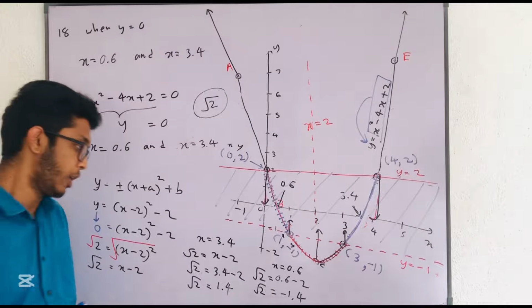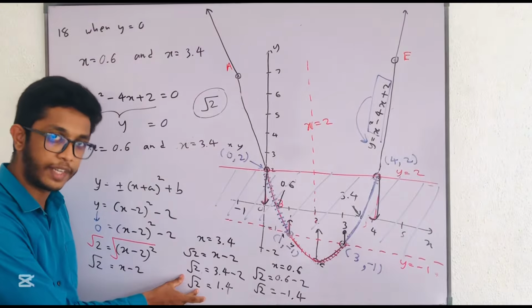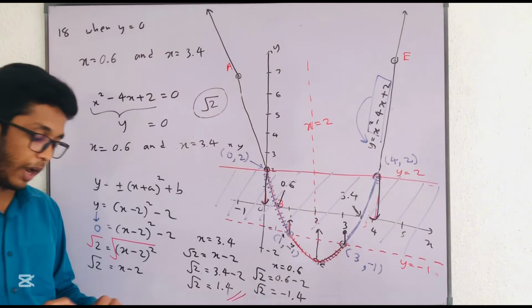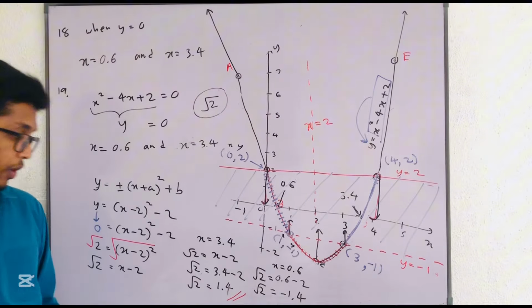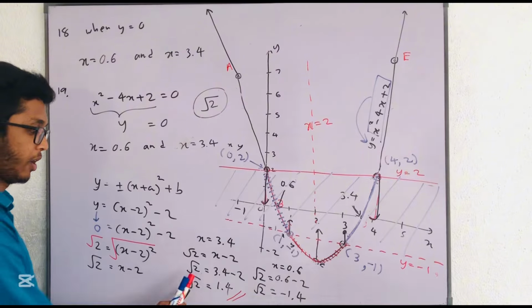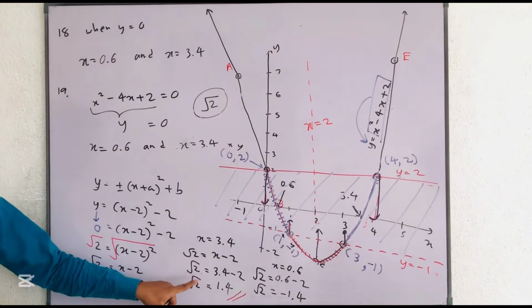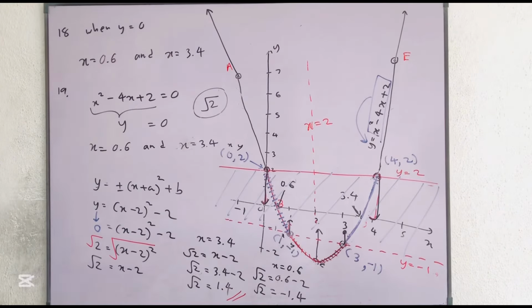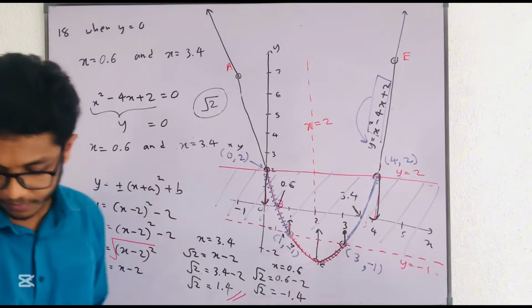Normally, as the square root value of a digit, we consider the positive value. So we can accept 1.4 as the square root value of 2. This one is also correct, but normally we take the positive value for the square root part. So square root 2 equals, you can write 1.4. That is the answer for question number 19.